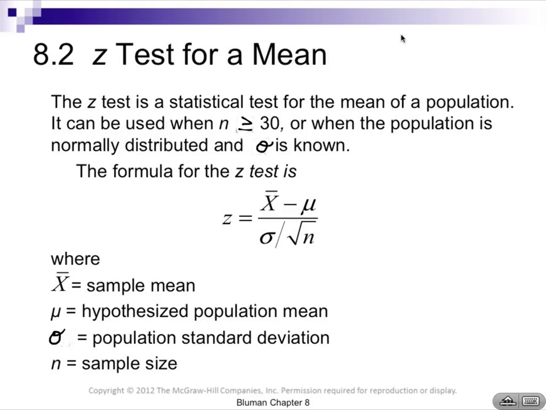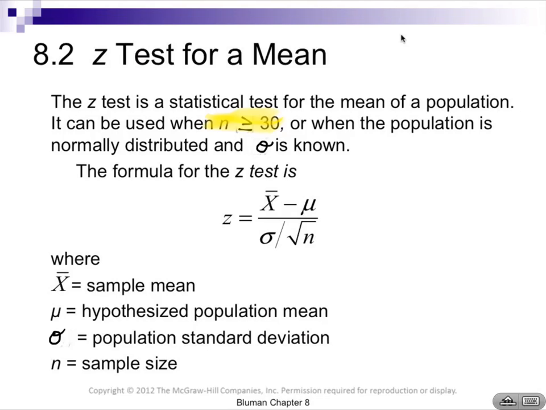So, the z-test for a mean. The z-test is a statistical test for the mean of the population. It can be used when n is greater than or equal to 30. So you can use it with a sample standard deviation if your sample size is large enough. And that's a key piece of information. If n is greater than or equal to 30, then you can use the z-test rather than the t-test. When your sample size is small, you're going to have to use the t-test, just like we learned the t-test last unit.